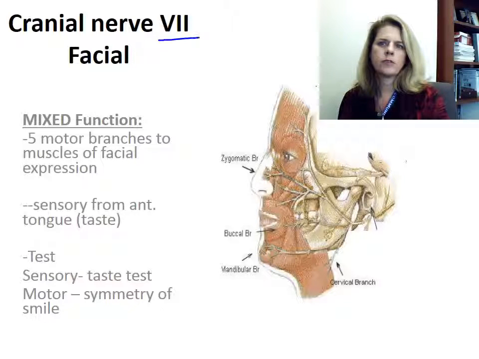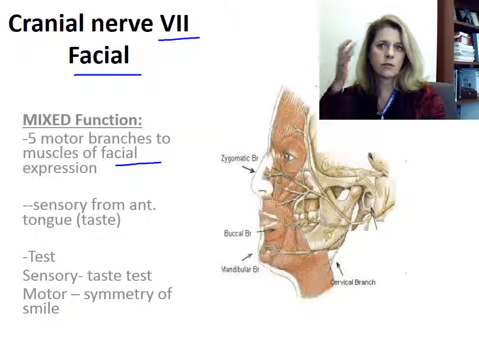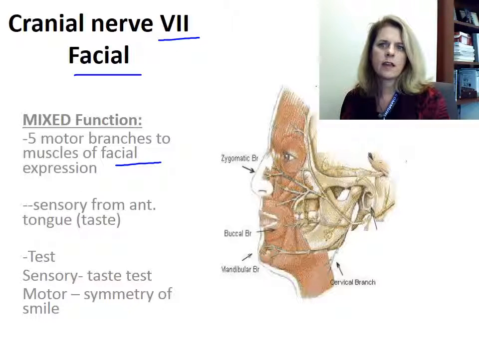Okay, the next one, cranial nerve 7. This is the facial nerve, and it is mixed. It has motor and sensory. And the motor branches all go out to the face, so they're used in expression. So you have nerves that go out to all your muscles that allow you to do different expressions in your face. And then sensory is to the anterior or front of your tongue for taste.